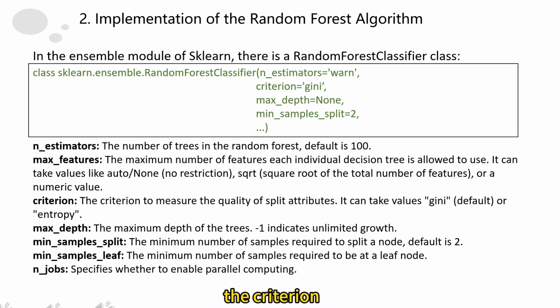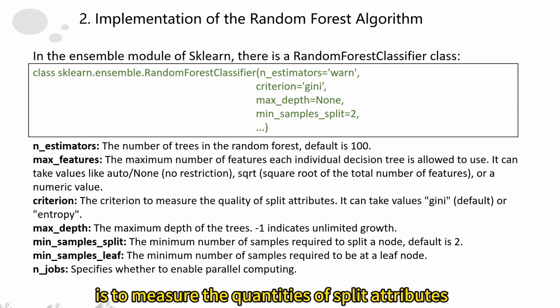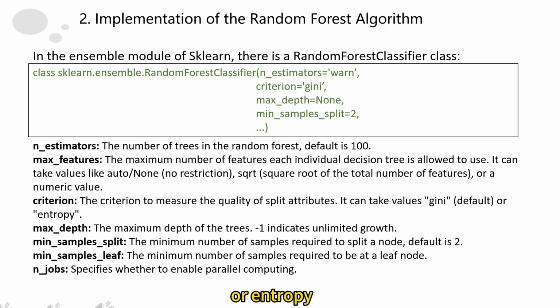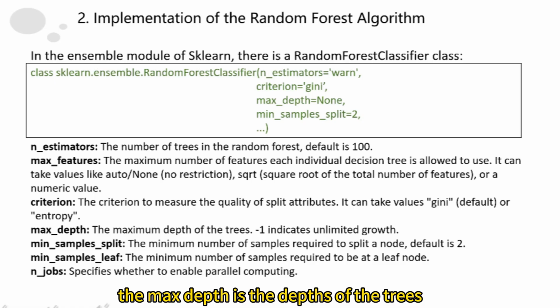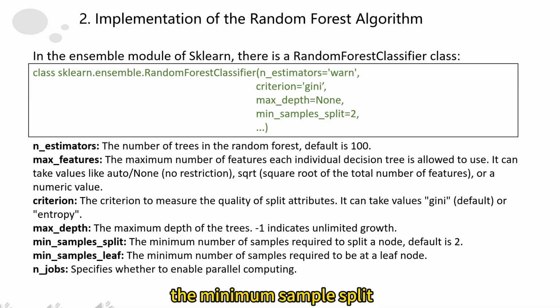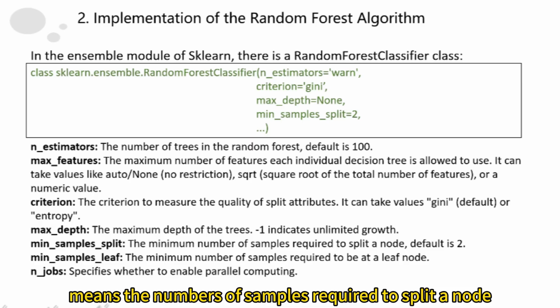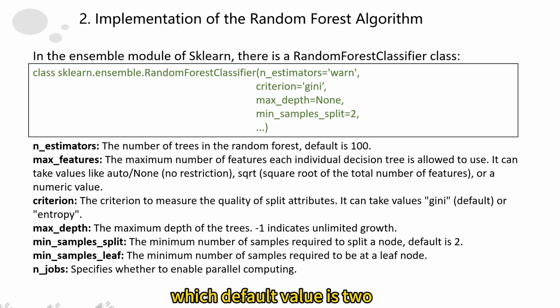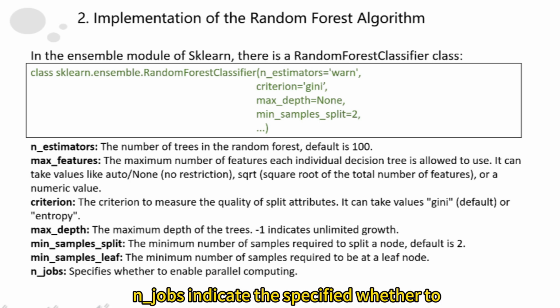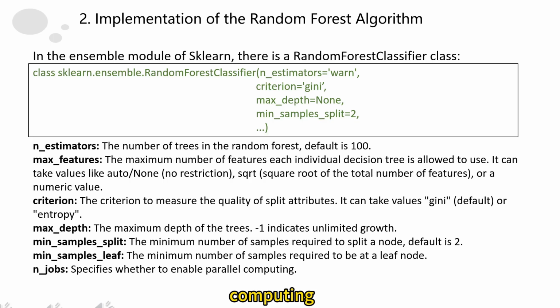The criterion is to measure the quality of splits. It can take values of gini or entropy. The max_depth is the depth of the trees. The -1 indicates unlimited growth. The min_samples_split means the number of samples required to split a node, whose default value is 2. The min_samples_leaf is the number of samples required to be at a leaf node. n_jobs specifies whether to enable parallel computing.